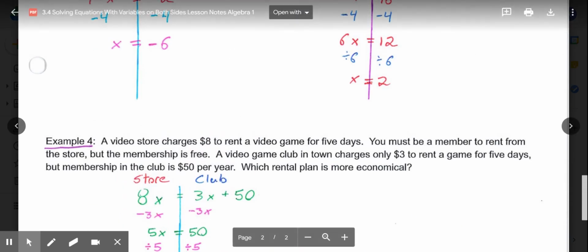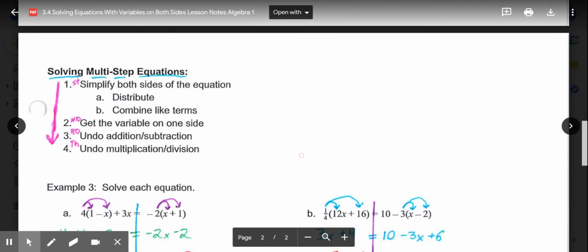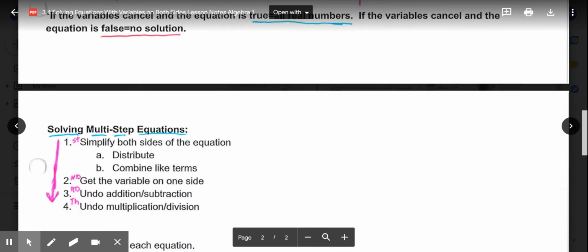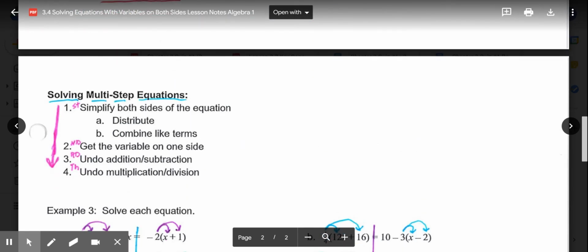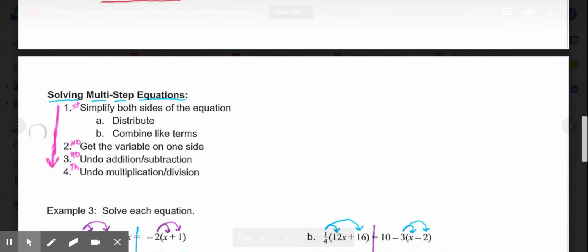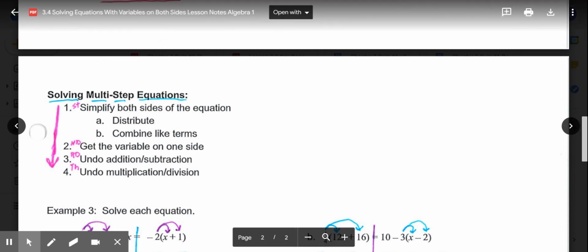So the main idea can be summed up into this summary of steps here for solving multi-step equations. First thing being simplifying both sides. So you distribute, combine like terms, get the variable to one side, undo your addition or subtraction, and then undo the multiplication or division.